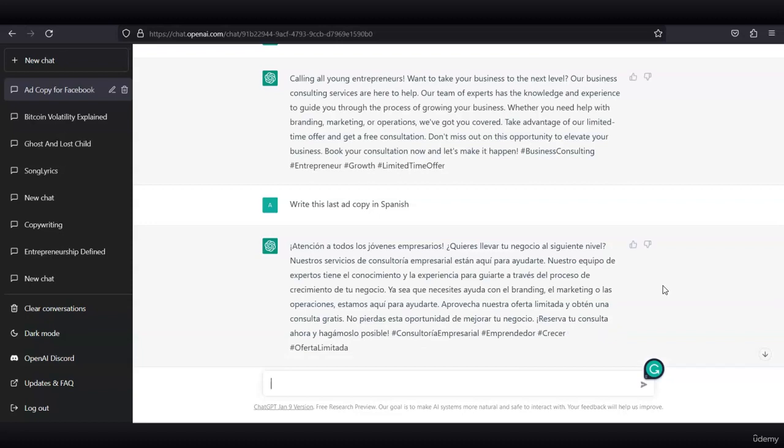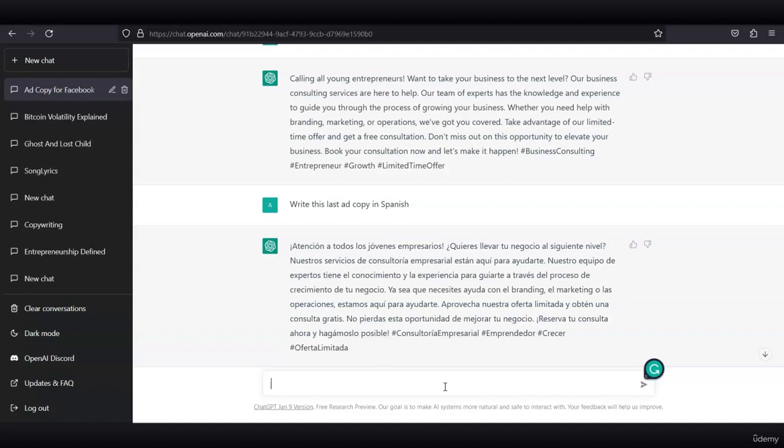I asked ChatGPT to write this last ad copy in Spanish, and it translated it for me. So, atención a todos los jóvenes empresarios. So basically it's calling all young entrepreneurs. ¿Quieres llevar tu negocio al siguiente nivel? Do you want to level up your business? And then it says, no pierdas esa oportunidad de mejorar tu negocio. So don't lose this opportunity to improve your business. And then it gave me hashtags in Spanish. So really, ChatGPT can generate content in different languages.